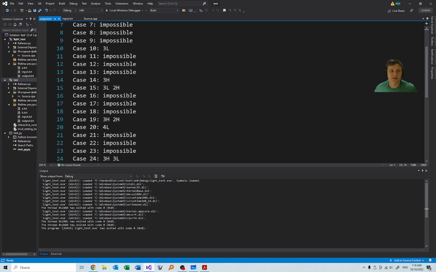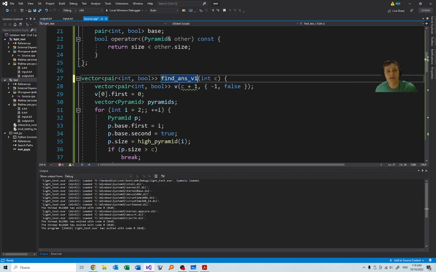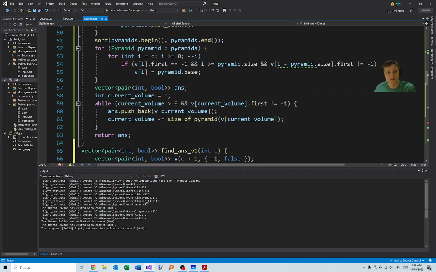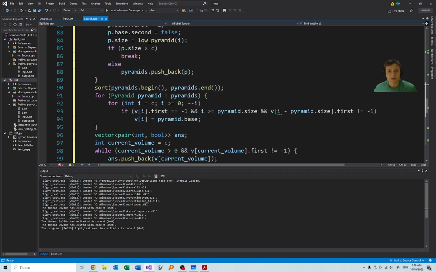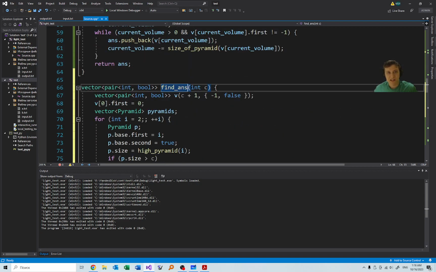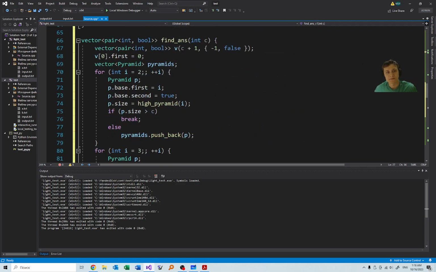I know what I would like to do. Let's just call this function findAns version 1. And then we will compare this function with some future functions, which will be correct. And you will see that actually findAns is more optimal than findAns v1.